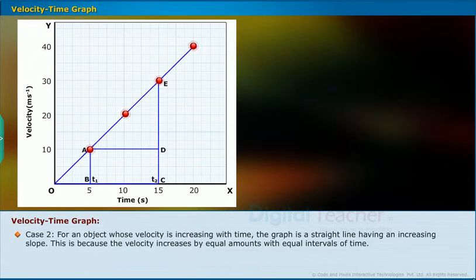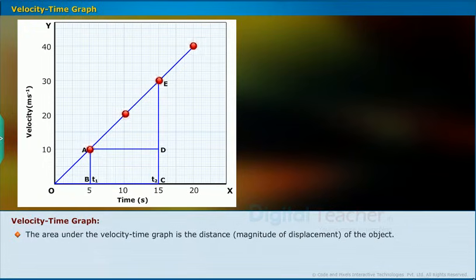Case 2. For an object whose velocity is increasing with time, the graph is a straight line having an increasing slope. This is because the velocity increases by equal amounts with equal intervals of time. The area under the velocity time graph is the distance, that is, the magnitude of displacement of the object.